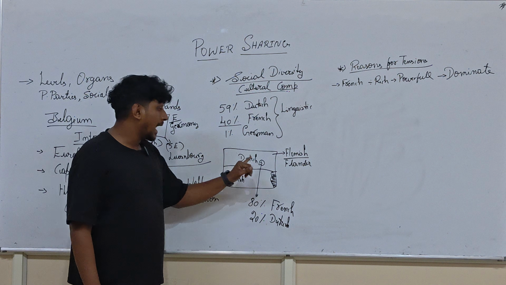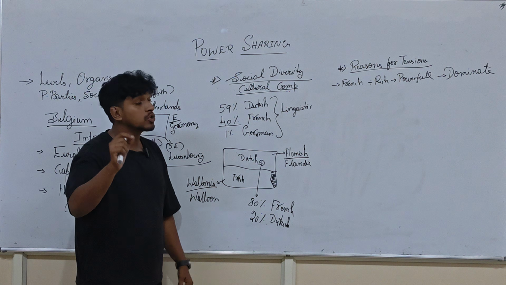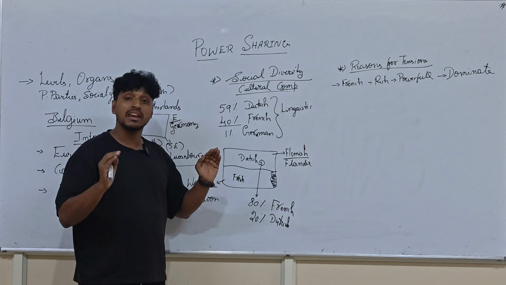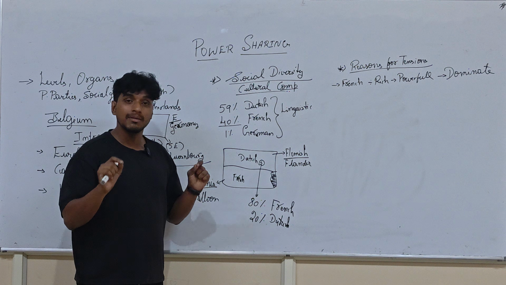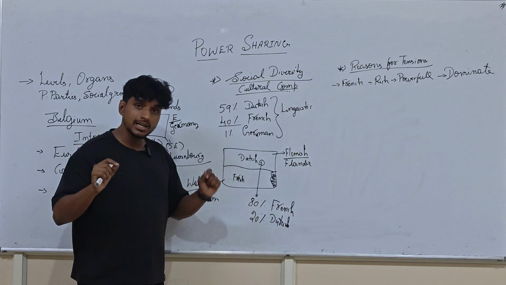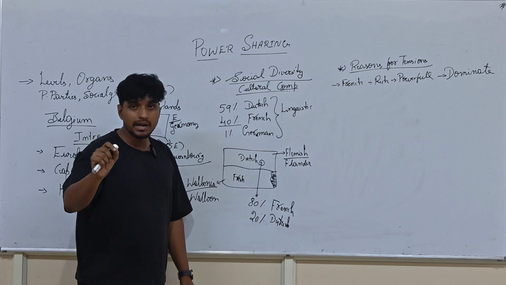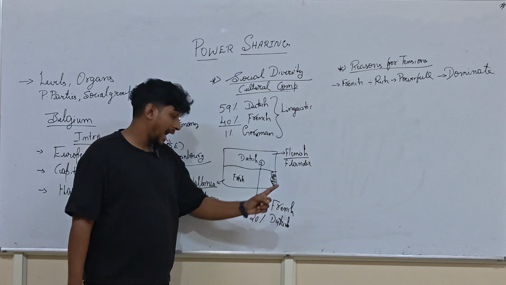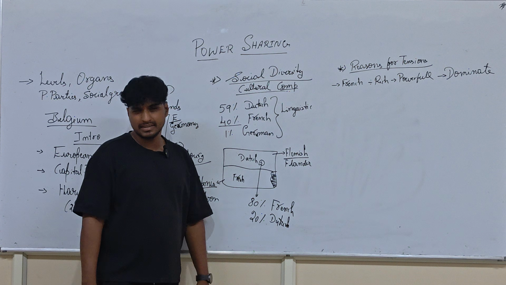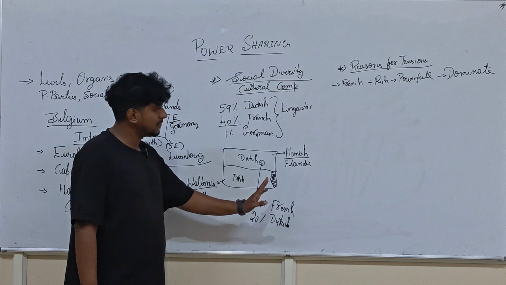So 80% of the capital city is occupied by French people because they are rich. They controlled the administration and the capital city. They were the dominating community, so they occupied Brussels. 80% of Brussels was occupied by French people.